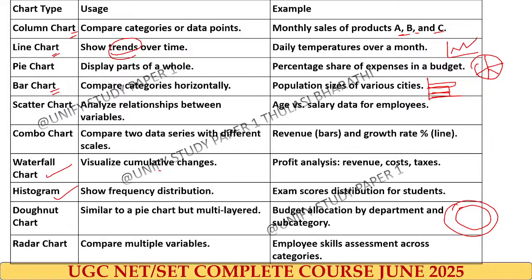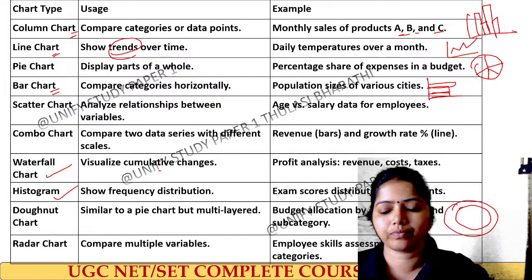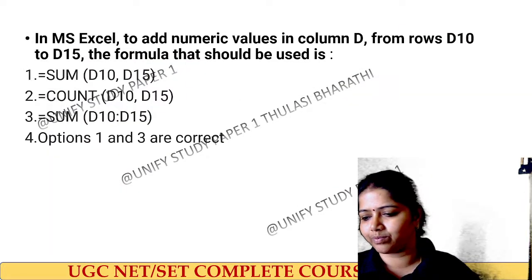Okay, right. And between the column chart, the column chart will be like this. Okay, right. It's clear. Note it down. We can expect questions on this one.